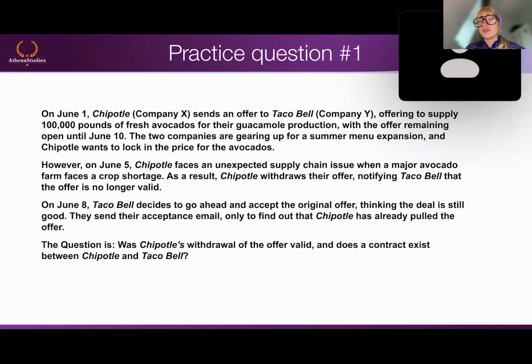However, after that, they found out that Chipotle has already revoked the offer, so there is no longer an offer. The question that we have here is whether Chipotle's withdrawal of the offer was valid and whether there was a contract between them.